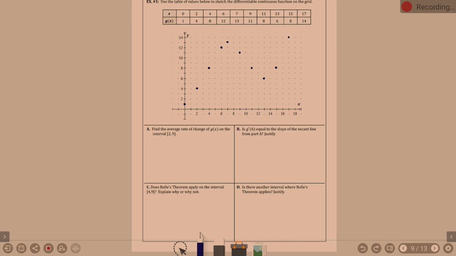Okay. I would ask that you connect these points in a flowing, curvy graph. In other words, not a pointy graph, but am I making sense there? Yeah. Okay.